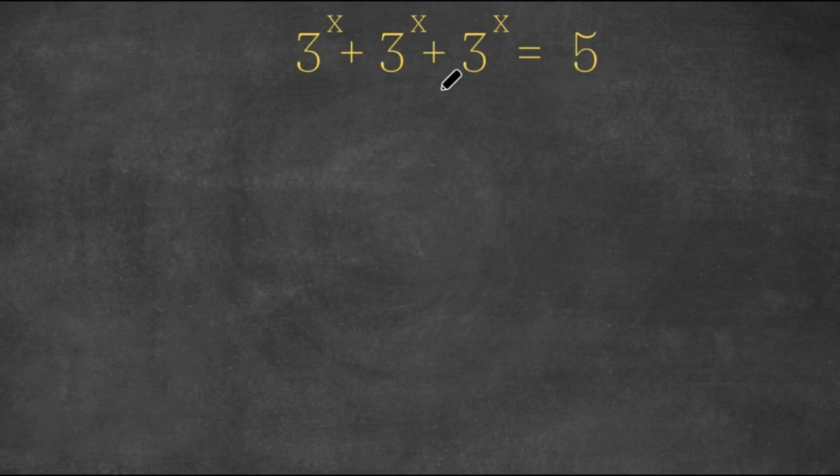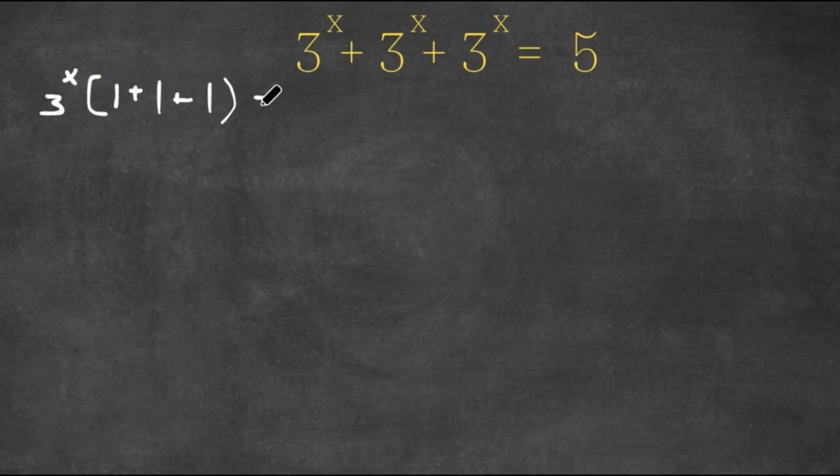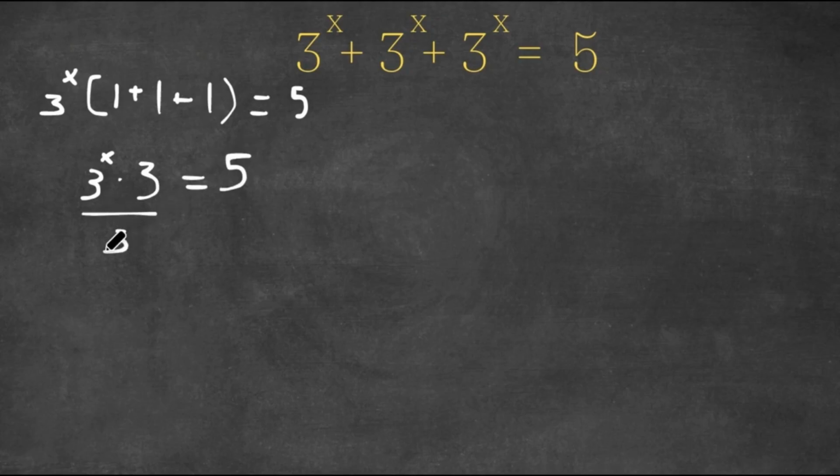Now what I'm first going to do is I'm going to factor out 3 to the power of x from our left-hand side. So now we have 3 to the power of x times 1 plus 1 plus 1. Now this is equal to 5. Now 1 plus 1 plus 1 is 3. So now we have 3 times 3 to the power of x is equal to 5. Now I'm going to divide both sides by 3. So now we have 3 to the power of x is equal to 5 over 3.